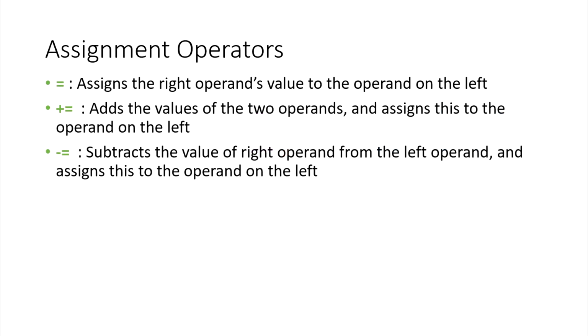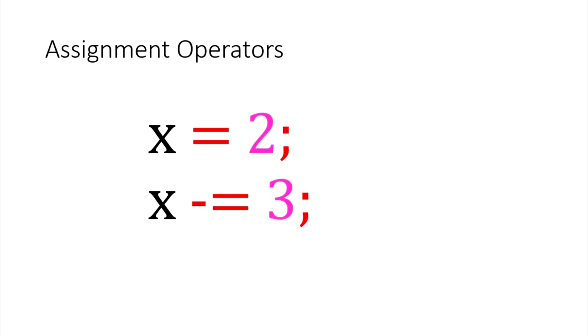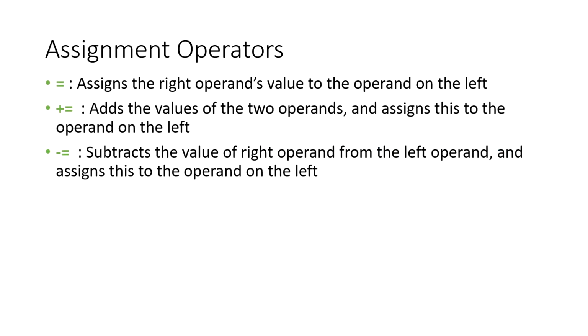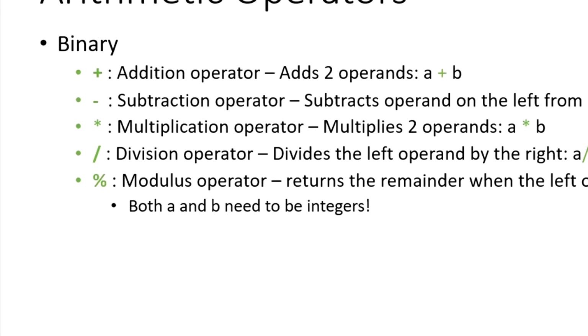The combination of minus and equal to operator is similar. It subtracts the value at the right from the operand at the left and then assigns this value to the left operand. So here, the value of x is first assigned as 2. Then we subtract 3 from 2, which returns minus 1. Thus, the value of x is minus 1. Similarly, there are other assignment operators using each of the arithmetic operators.